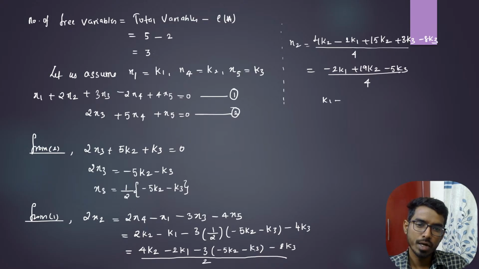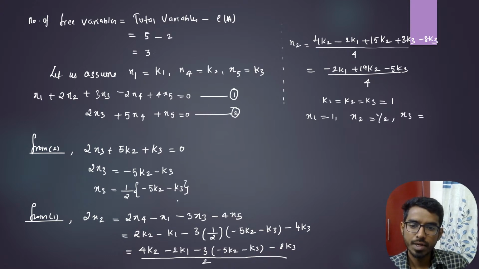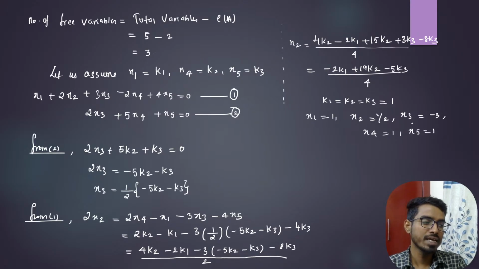Let us take k1, k2, k3 all to be equal to 1. So x1 will be equal to 1. For x2, if I take all to be equal to 1, we will have 19 minus 15 is 4, 4 minus 2 is 2, so 2 by 4 is 1 by 2. x3 will be equal to, if I take 1, 1, minus 5 minus 1, minus 6 by 2, this is minus 3, and x4 is 1, x5 is 1. I'm just checking whether I'm doing correct or not by observing the solutions.